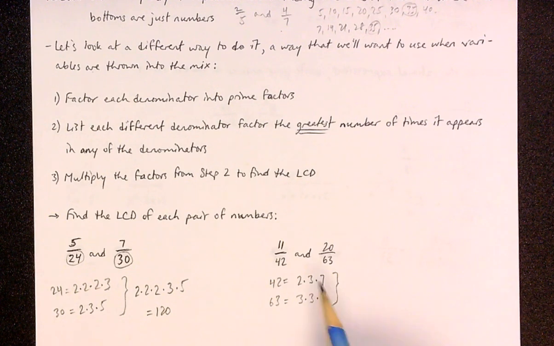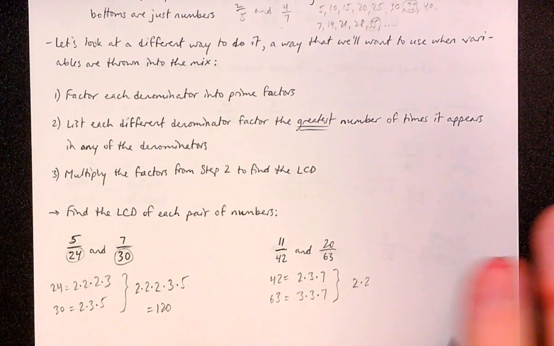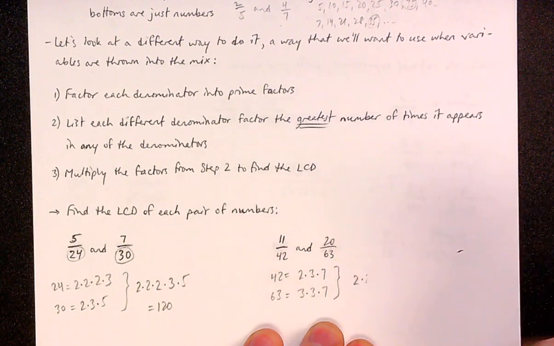Now let's look at what primes are happening in either of these numbers and write that prime the greater number of times that it's happening. So starting off with the 2's, I have 1 2 here, I have no 2 here. The greater of 1 and 0 is 1. Next, the 3's. I have 1 3 here. I have 2 3's here. So I'm going to have 2 3's in my LCD.